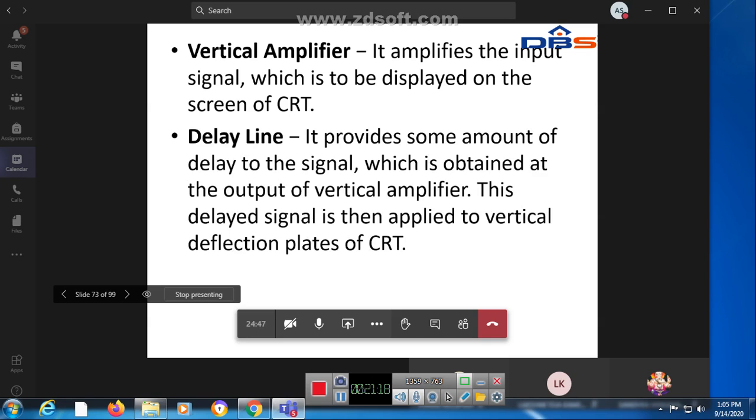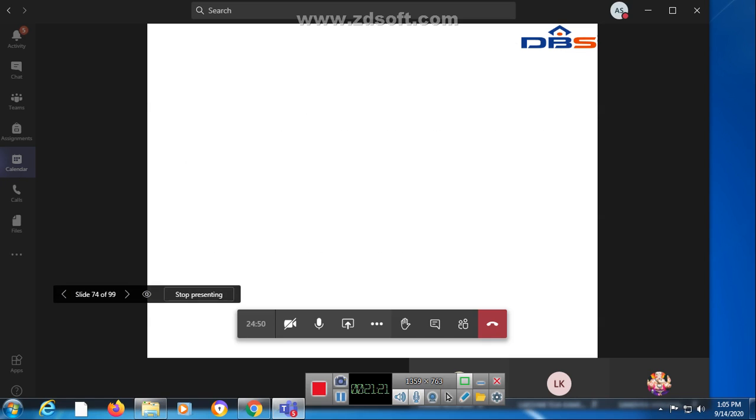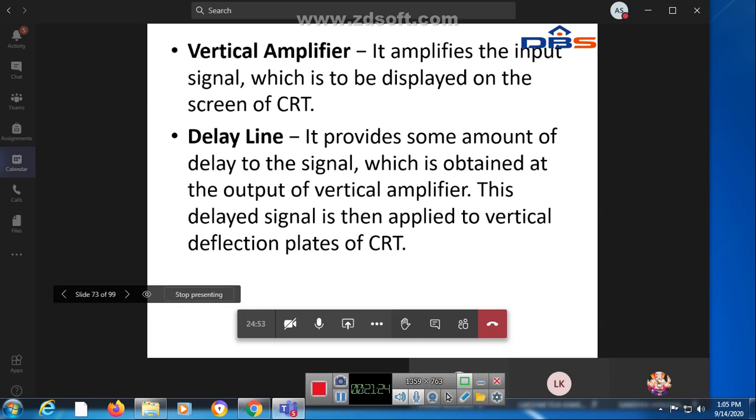I will explain the operation later. First see the purpose of these different blocks. First of all, the vertical amplifier amplifies the input signal which is to be displayed on the screen of the CRT. Generally you see waveforms and signals displayed on the screen. Whatever input signals are given will be amplified. Amplification is nothing but strengthening the input signal, that means it increases the strength of the input signal which is to be displayed on the CRT.